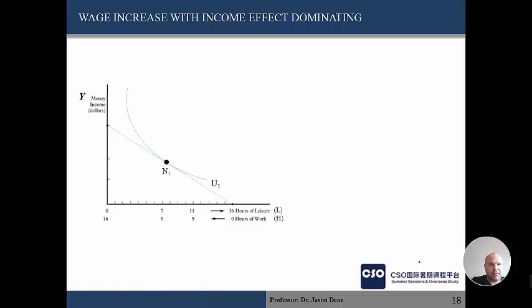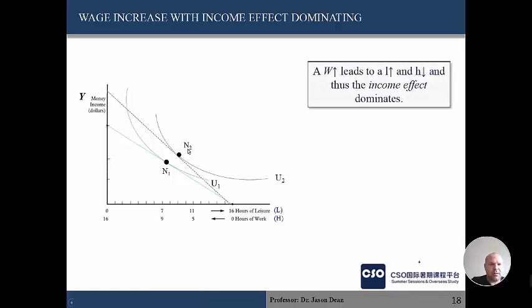Okay, here's another example, but in this example we're going to show the income effect dominating. So this person's optimizing here. They're facing an increase in their wage. They're going to choose to optimize here at N2. Okay, so this is different than before. Now in the face of a wage increase, this person, because of their preferences being a certain way, decides to take more leisure. So they're going to go in this direction and increase their hours of leisure.